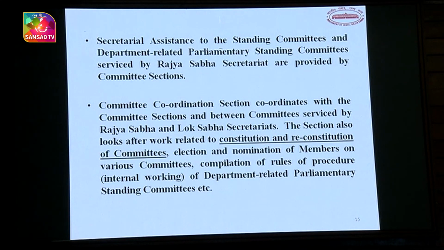committee on industries, committee on personal public grievances, law and justice, then committee on science and technology, environment, forests and climate change, and another committee is transport, tourism and culture. These are all committees serviced by the Rajya Sabha. And it is the committee coordination section which coordinates with the committee sections and the committees serviced by the two houses. Next.